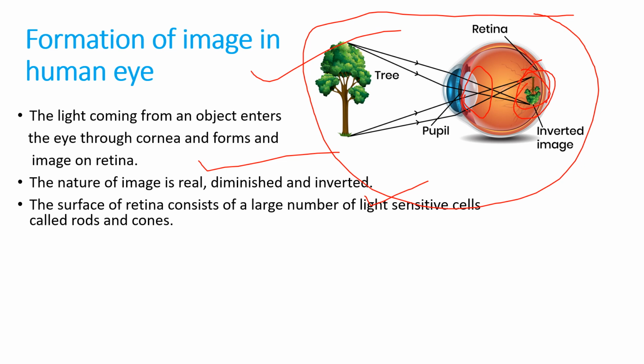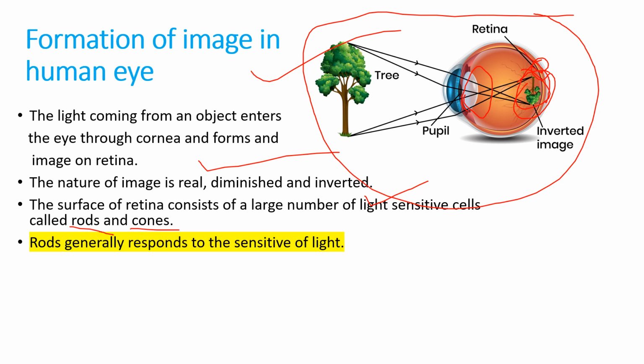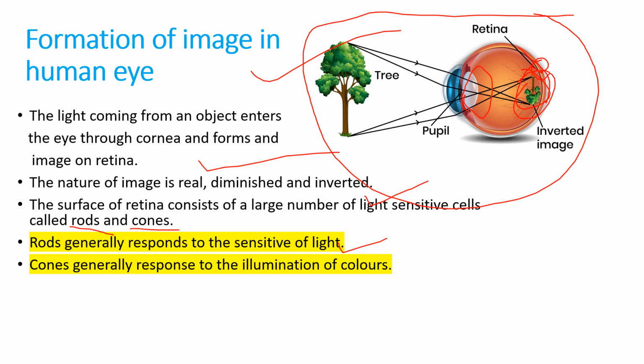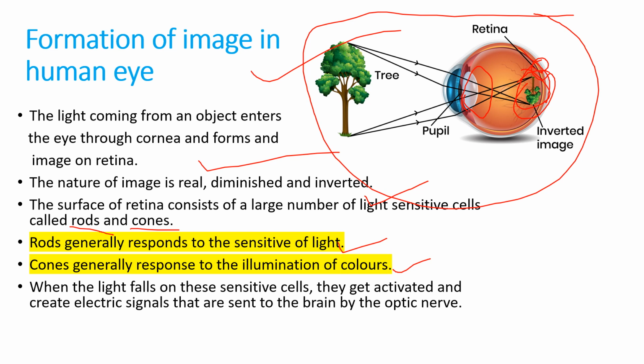Now, the surface of the retina, this is very important. The surface of the retina consists of a large number of light sensitive cells, and these cells are called rods and cones. Rods generally respond to the intensity of light, and cones generally respond to the illumination of colors. So when light falls on these sensitive cells, they get activated and create electric signals that are sent to the brain by the optic nerve. So we see objects as they are.